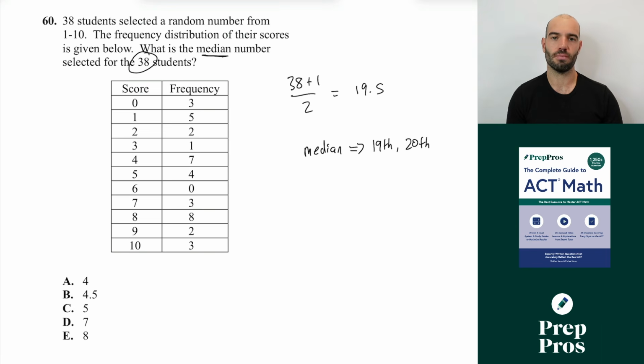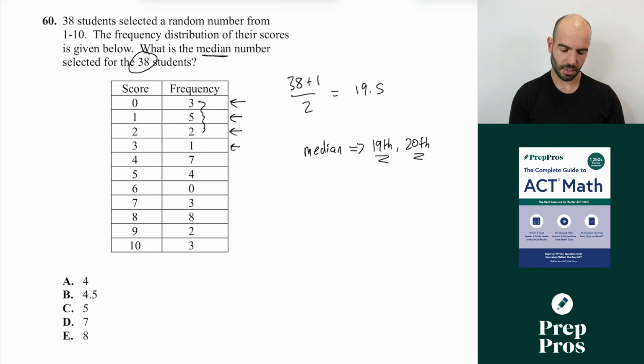Numbers 19 and 20 would make the median out of this group of 38. So what we want to do is find where the 19th and 20th students are located and what their scores are. So we can just start adding up. There are 3 students here. There are 5 students here. If we add those all together, 3 plus 5 plus 2, we have 10 so far.